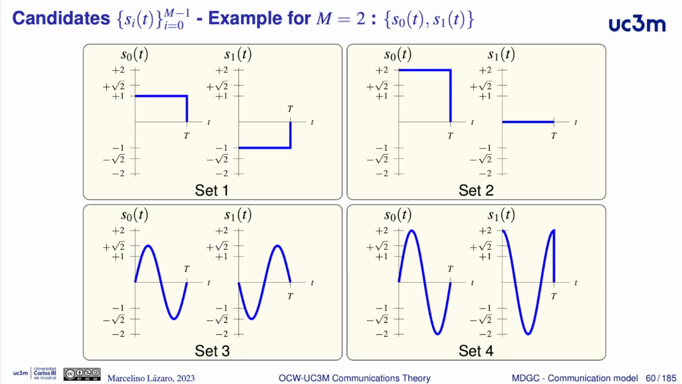We have four sets of candidates, very simple signals, and even for these simple signals, we will see the difficulty of working in the time domain representation of these signals. Basically, in the selection, three factors must be taken into account. First, the difference between the signals, because the higher the difference between S0 and S1, the better the performance. Then we need to know the energy of each signal, and the lower the energy, the better. And then we need signals that are adapted to the characteristics of the channel that will be used for the transmission.